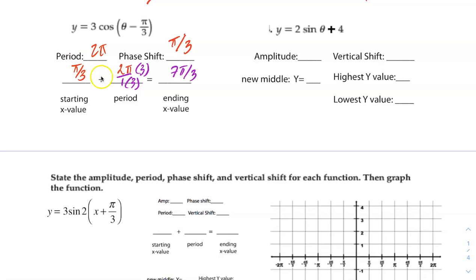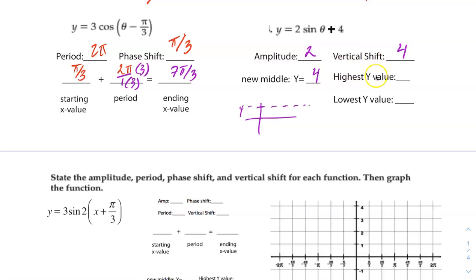So if I was going to graph this function, I would start at the phase shift pi over 3 and I would end at 7 pi over 3. Amplitude on this one, amplitude's 2. What's the vertical shift? Vertical shift is 4. So what's your new middle? Like I always say, when you normally do a sine cosine graph, you start at 0. So if we move it up 4, that's my new middle. So it's kind of like if I have a graph, I'm going to start at 4. That's kind of like my new middle.